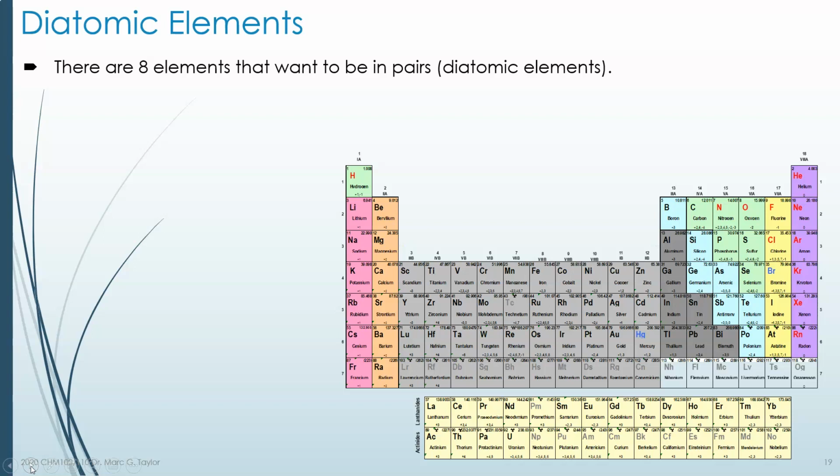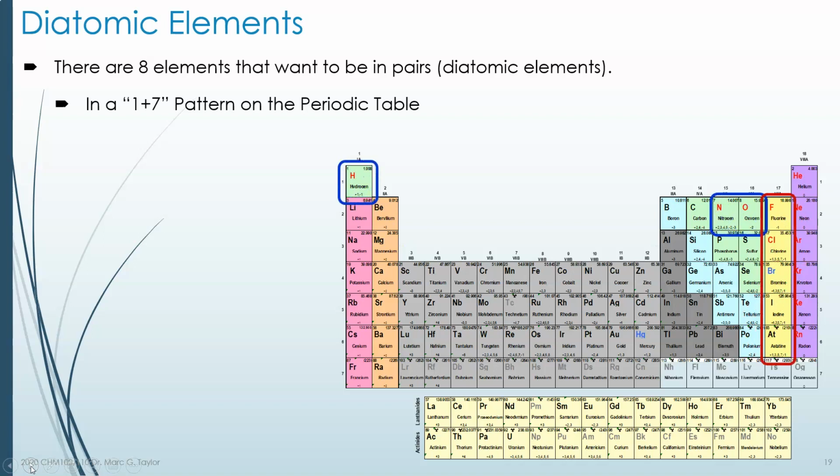So let's talk about the 8 elements that are always found in pairs in their natural, what we call elemental form. In other words, the form that they're found when they're pure elements. And there are 8 of these in the periodic table. And what's interesting is if you find them on the periodic table, they form this pattern that we call the 1+7 pattern. The 1 on the left is hydrogen, and the other 7 atoms that form diatomic molecules, in other words, they group together in pairs, form a 7.